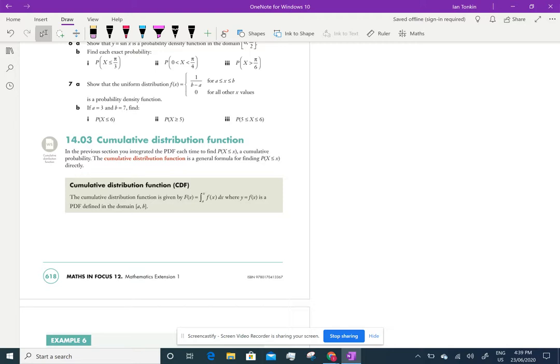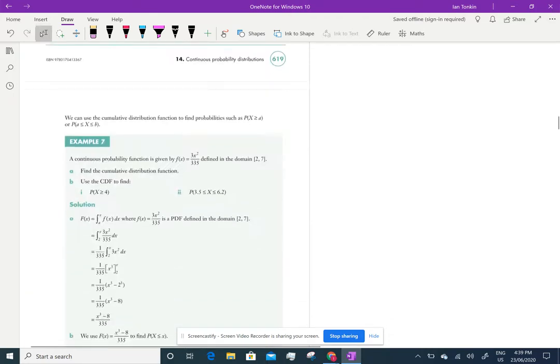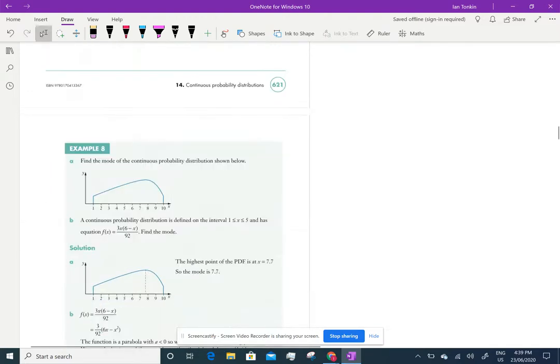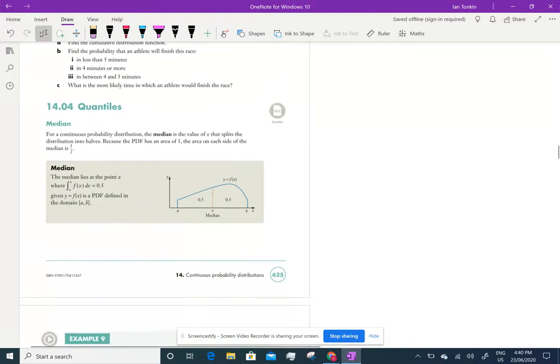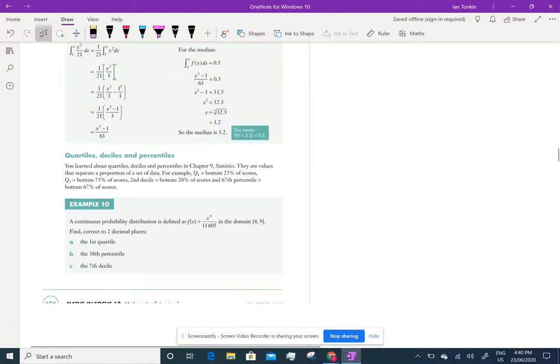So what is this thing? Well, the cumulative distribution function is what you get when you integrate, because you don't want to be integrating these things again and again, especially if you're doing a lot of probability calculations for one function. You just want to integrate it once, going from the lowest value to x, and you get a function, and you can then calculate probabilities and find certain values. So let's go to today's exercise, which is 14.04. And then we're going to talk about quantiles. I'm going to come back to that.